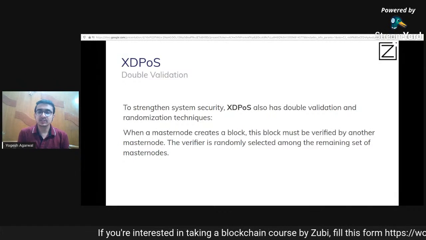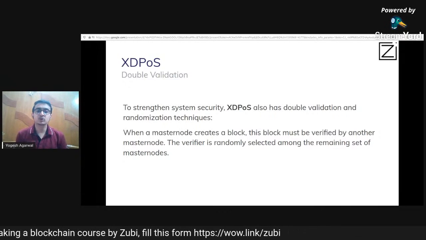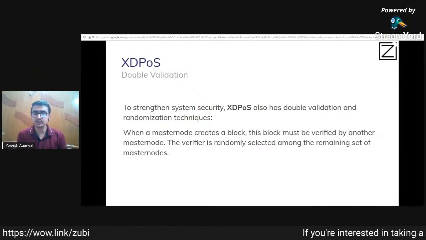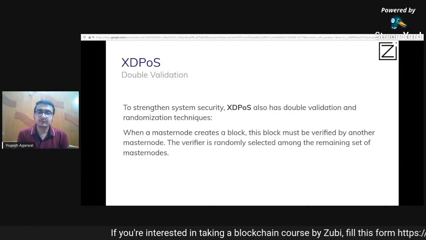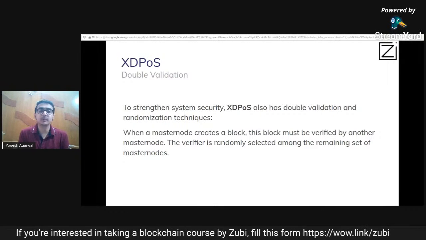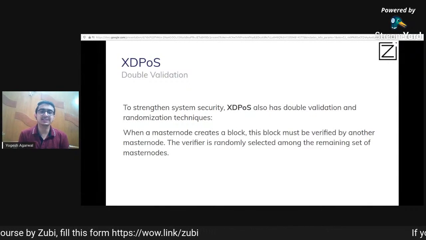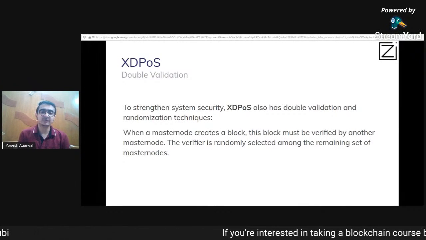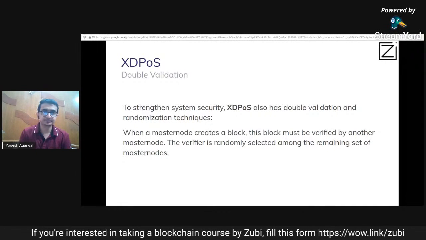As soon as a master node creates a block, another master node is selected at random from the pool of master nodes as a verifier. That particular master node will have to verify whether the block created by the previous master node is valid or not. So that increases the security in the system and removes any chances of malicious activities because it is getting verified directly.